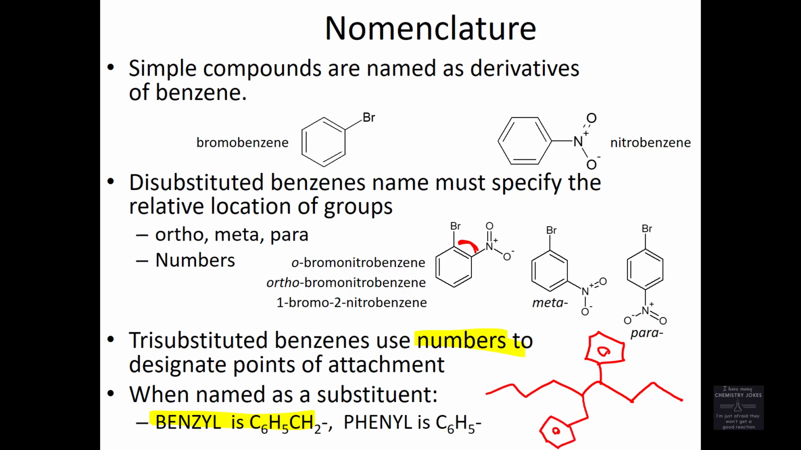So this, 1, 2, 3, 4, 5, 6, 7, 8, 9, this is a nonane down here. It would be a 4-phenyl and a 5-benzyl. So actually that should be reversed because of alphabetical order: 5-benzyl-4-phenylnonane is the official name of that guy down there.